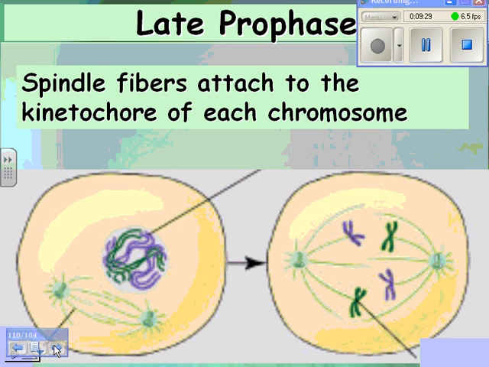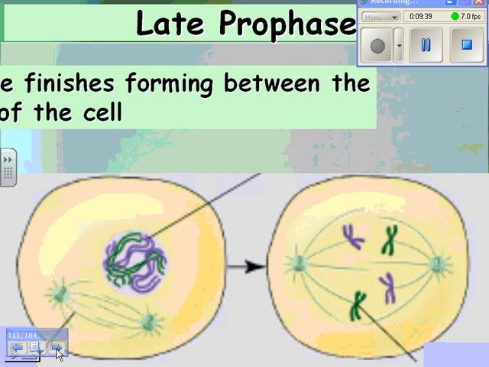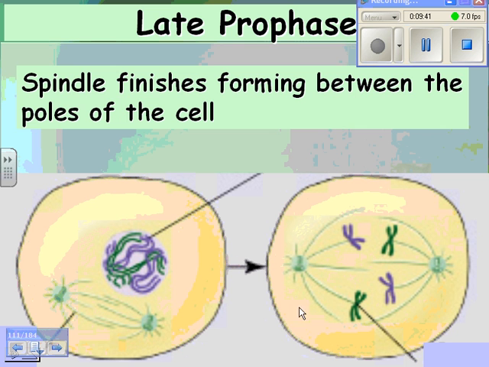So the spindle fibers attach to the kinetochore of each chromosome. Here they are. Here's the kinetochore, and here's the spindle fiber, and this is the centriole. And then the spindle fibers finish forming between the poles of the cells. So you actually have spindle fibers here which help to separate out the poles from each other.